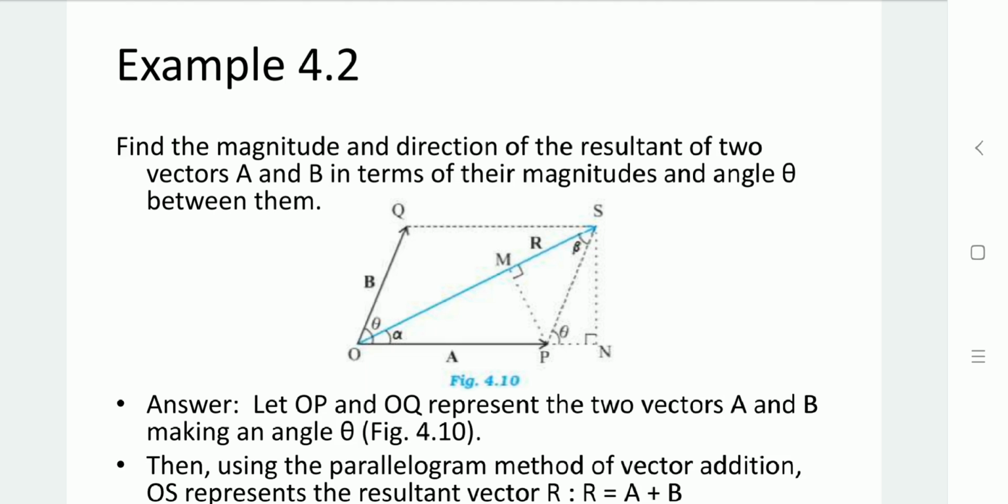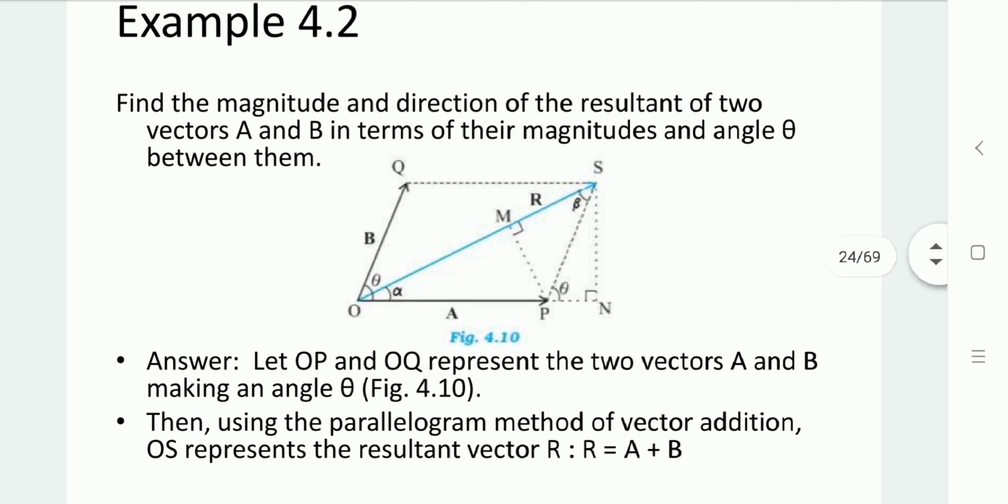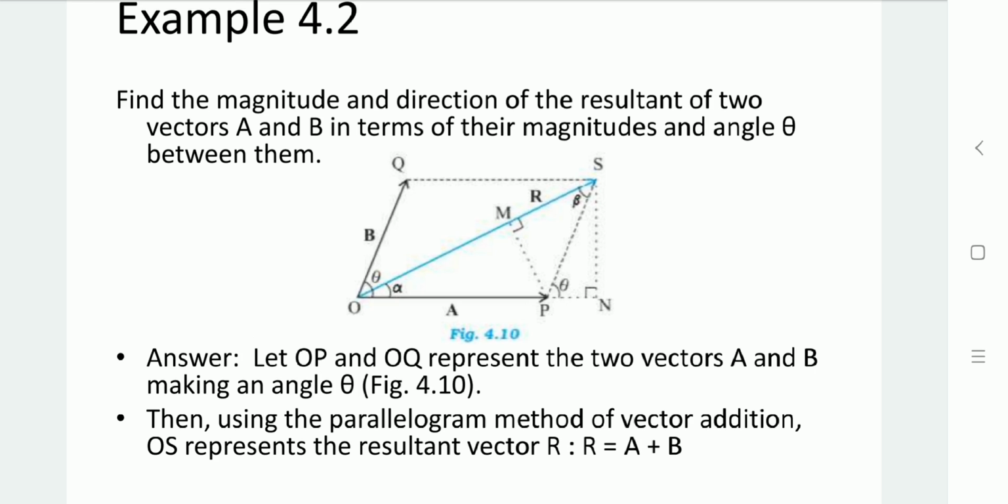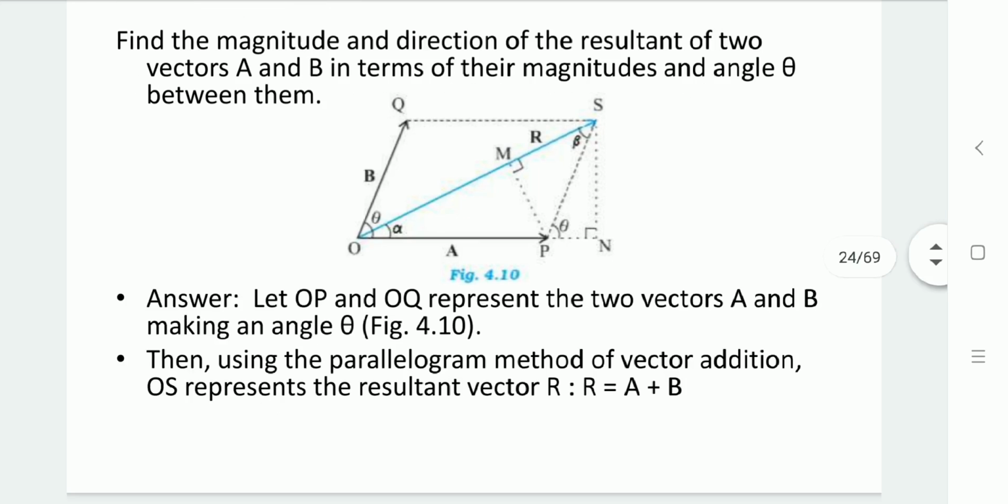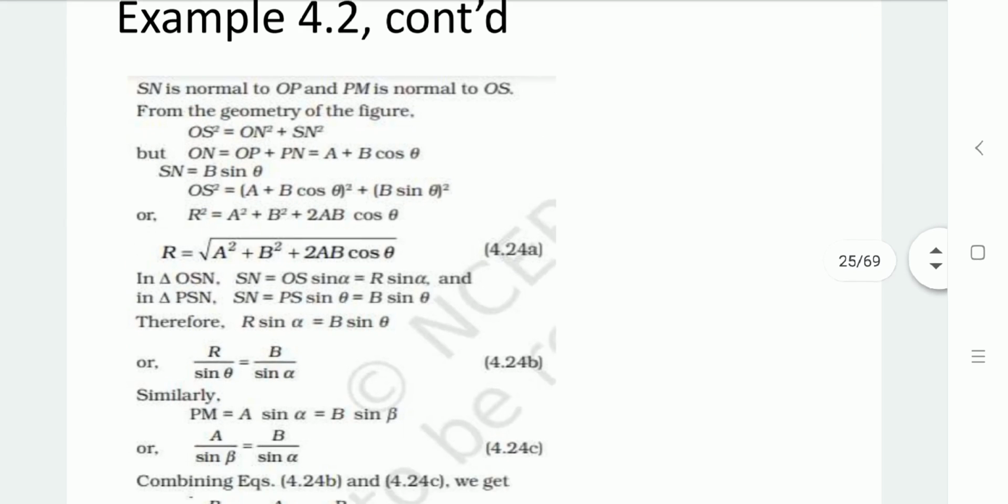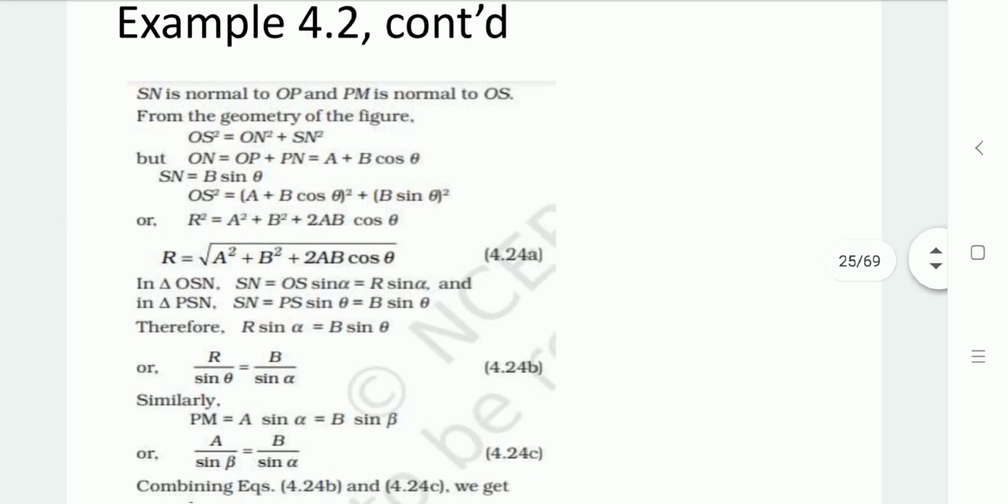So here let us extend the line from point P and make the triangle SNP. Now this OP and OQ, that is vectors A and B, using the parallelogram method we want R equal to A plus B, the vector addition that we need to perform. So here, as you can see, SN we have defined as a normal to OP.